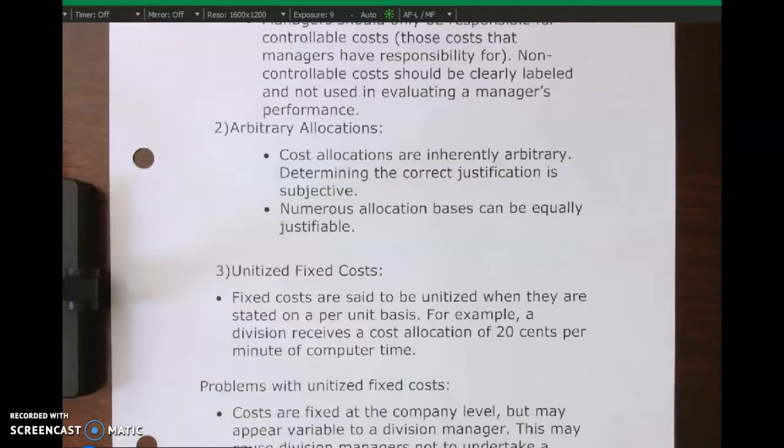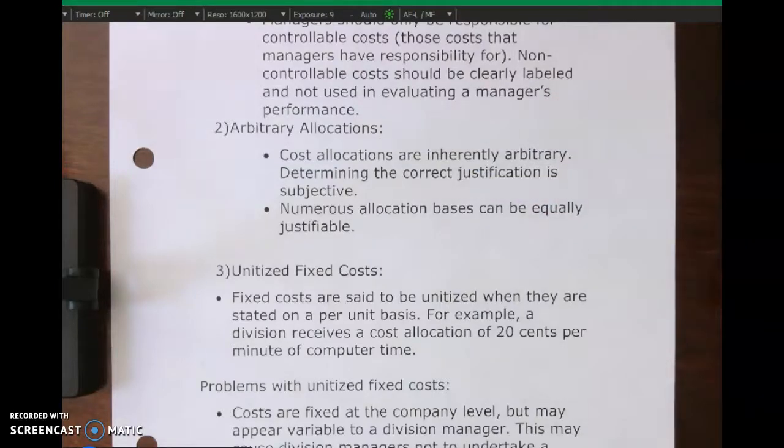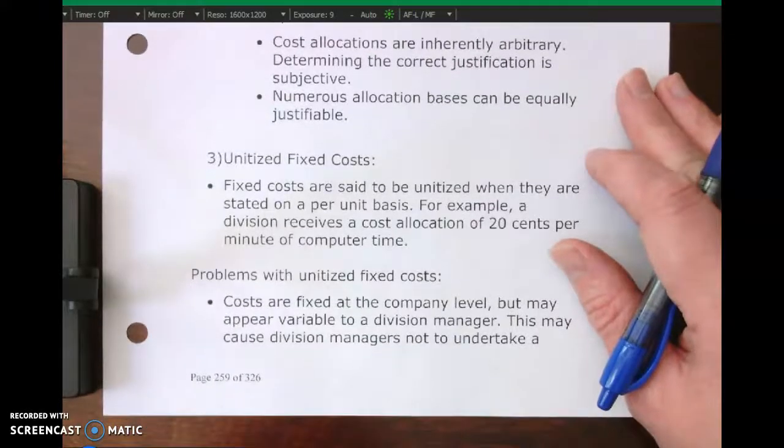Maybe you could make a justification for square footage. Maybe you could make another justification for direct labor hours. It could be equally justifiable. And so which one you choose becomes somewhat arbitrary, but it does influence which department gets more cost than the other. Okay? The other problem that we have is the idea of unitized fixed cost.